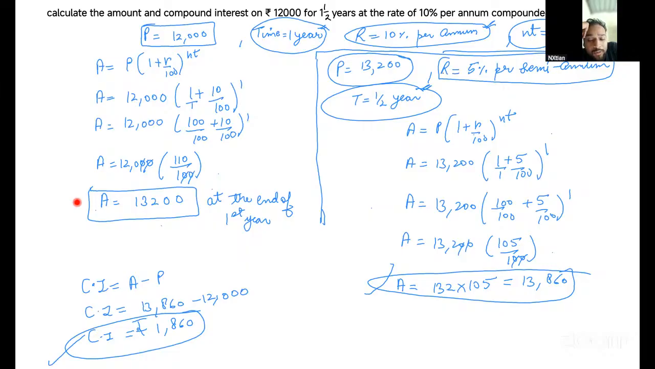Now, only half year is left. For the half year, the rate also becomes half, which is 5%, and the NT value will become 1 because only one time the half year is applied. So when you calculate, you will get the answer 13,860. Now, when you subtract the principal from this 13,860 rupees, you get the answer 1,860 rupees.